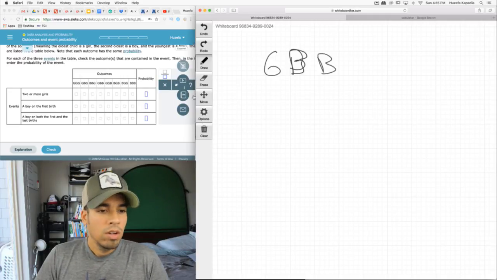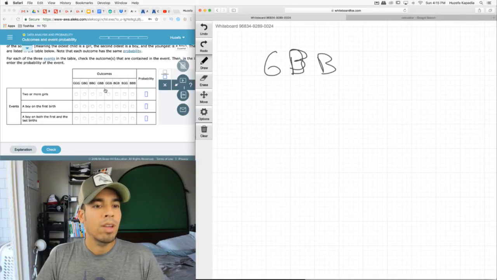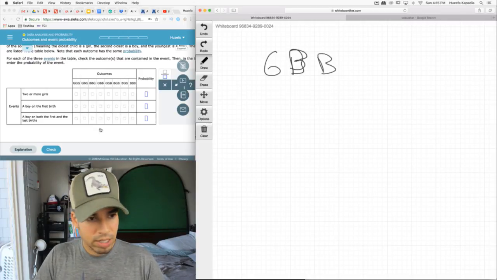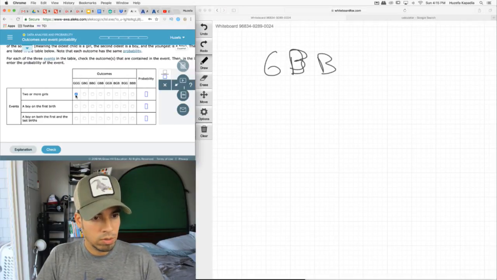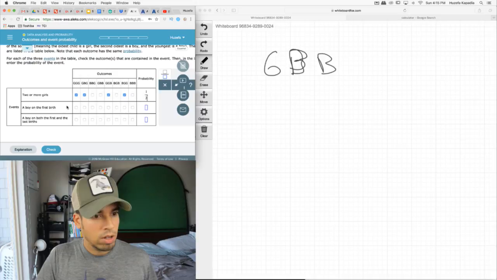All right. So these are all the different ways it could roll. We could have girl, girl, girl, girl, boy, girl, boy, boy, girl, and so on. This is every single outcome if you're going to have 3 kids. So 2 or more girls. So there's 2 girls, or 3 girls. So it's a probability of 4 out of 8, which is 1/2. A boy on the first birth. So anywhere we see boy first.